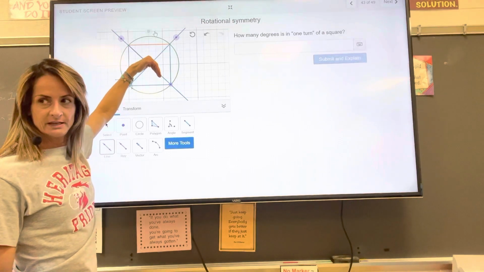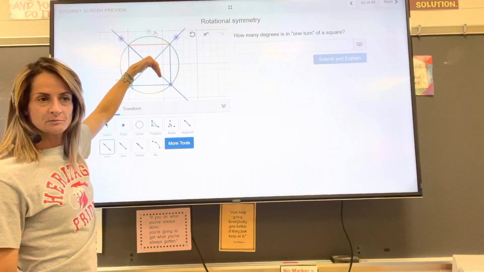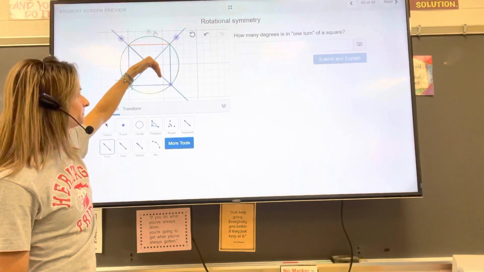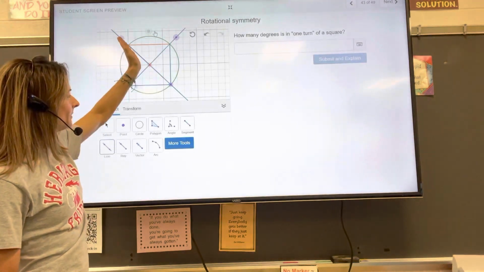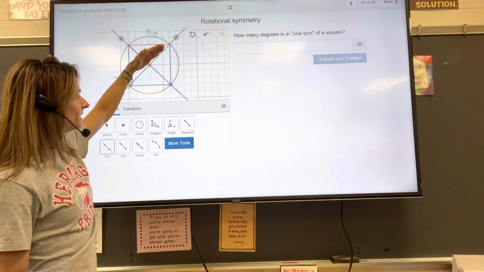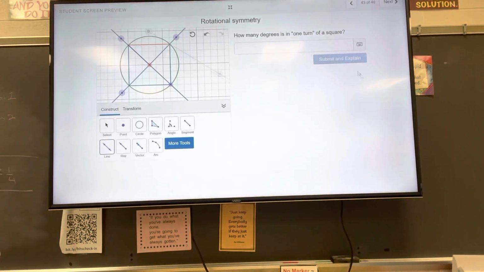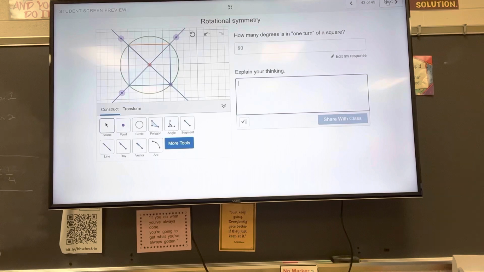And there's a specific name for rotational symmetry at 180 degrees, and that is point symmetry. We're going to go over that in just a minute. So how many degrees is 1 turn of a square? Well, that's just 360 divided by 4, 90. Go to slide number 44.